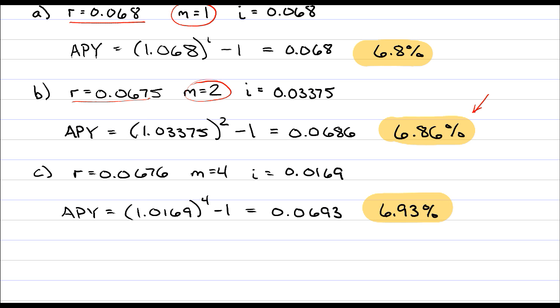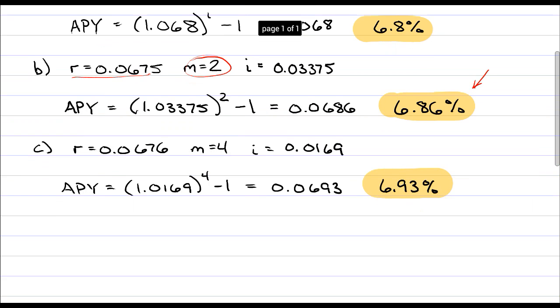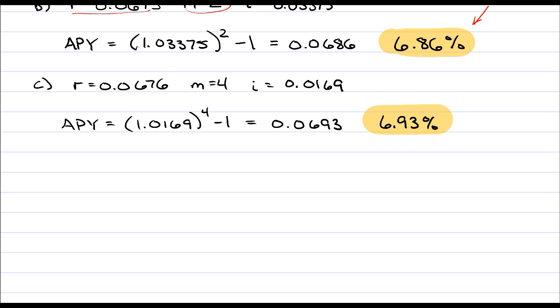Okay, now one more example, Part D. I have a rate of 6.7%, but I'm compounding monthly. So I need to calculate my monthly rate. 0.067 divided by 12, I get this sort of ugly repeating decimal, 0.005583333.